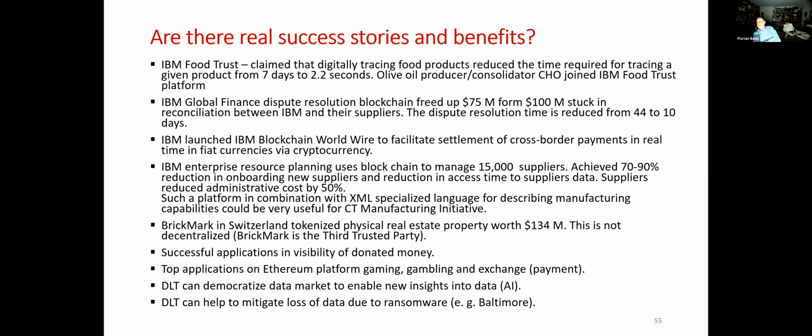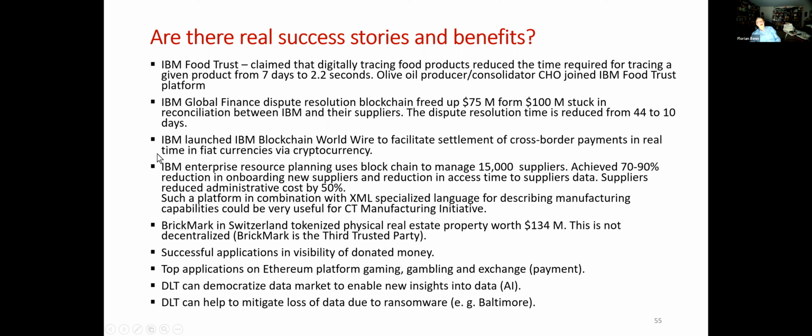And between suppliers and IBM, there are always disputes. What was sent, when, to whom, was it damaged, and all these things. So when these disputes arise, the money that is in dispute is in escrow. They claim that of the 100 million that was stuck in reconciliation, they freed 3/4 of that, if you believe them. And the time required to facilitate these activities is almost 4 times faster.